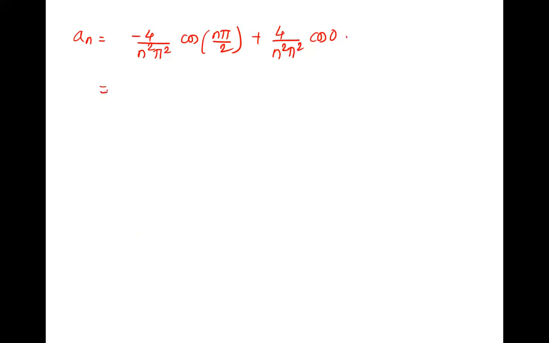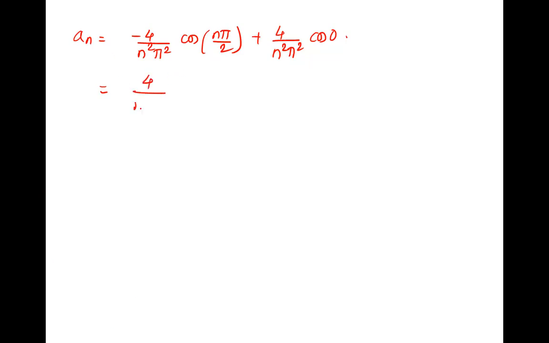What is cos n pi by 2? It depends on the value of n. If n is 1, it is 0. If n is 2, it is minus 1. We can check here. If n is 1, cos pi by 2, which is 0. If n is 2, cos pi, minus 1. If n is 3, cos 3 pi by 2, 0. Right, cos 3 pi by 2 is 0. If n is 4, cos 2 pi, it is plus 1. So it fluctuates between minus 1, 0, 1, right? So it is not fixed. So if it is not fixed, you will write it as it is.